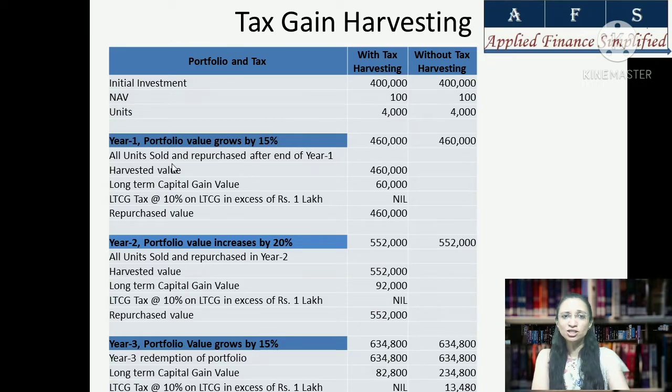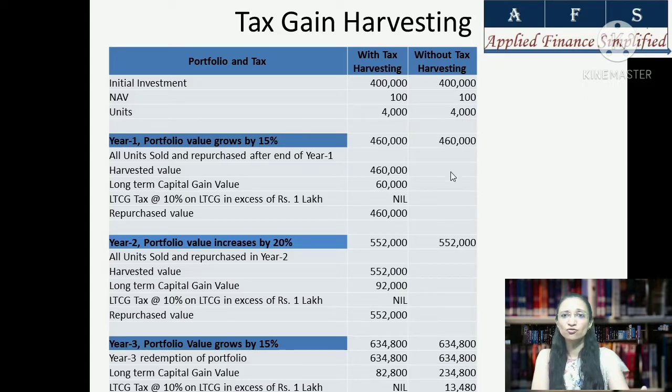We sold all the units and repurchased them on the same day. So the harvested value is 4,60,000 and the long-term capital gain in this case is 4,60,000 minus 4 lakh, that is 60,000. Since 60,000 of gains are under 1 lakh, there will be no capital gains tax liability. And we sold this and we harvested back the principal as well as the gains into the same units.